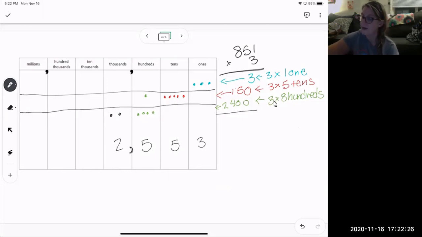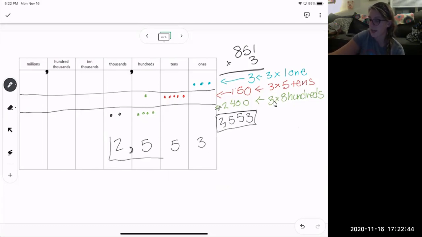Okay, so let's add on in our partial products. 3 plus 0 plus 0 is 3. 5 plus 0 is 5. 4 plus 1 is 5. And then 2 plus nothing is 2. So I got the same answer in my partial products and in my place value chart.